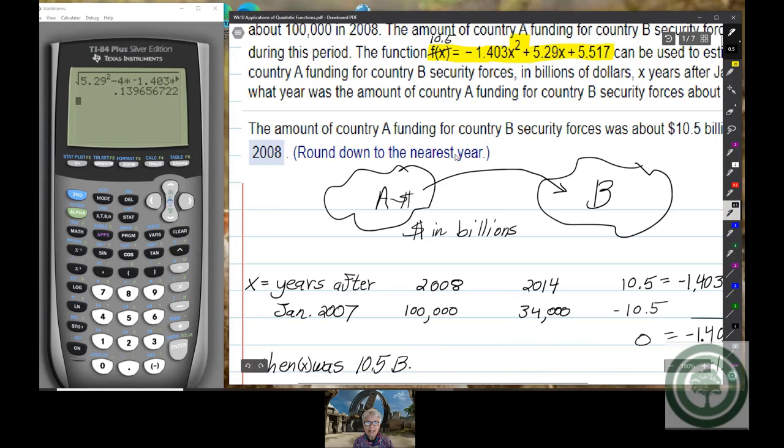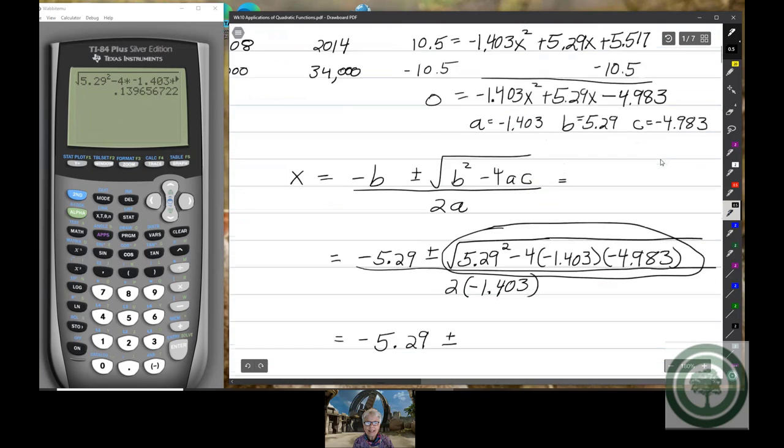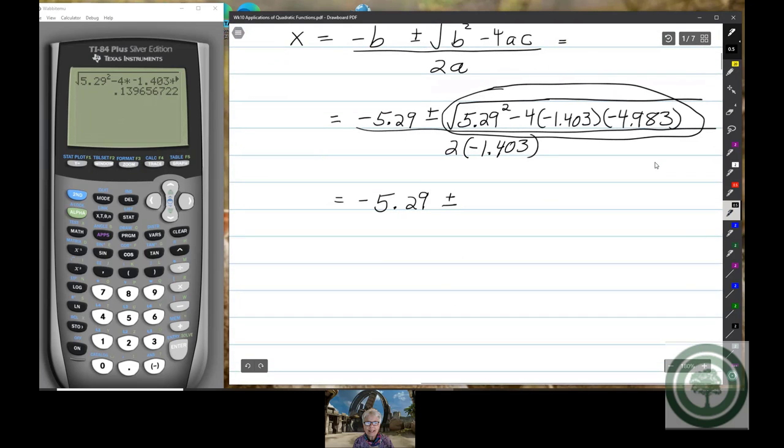Round down to the nearest year. Okay. So it's not going to be all that dangerous. 0.13966. I decided to round it to a lot of decimal places just because you're not supposed to round at all. And 2 times negative 1.403 is negative 2.806. Ugly.